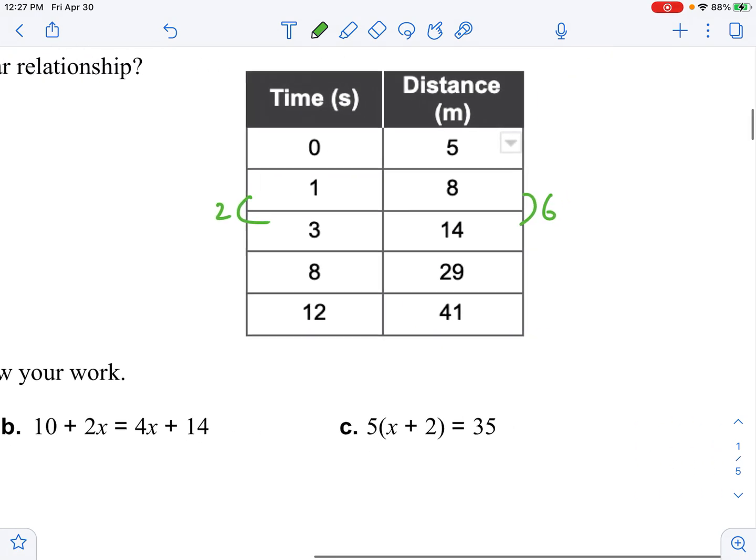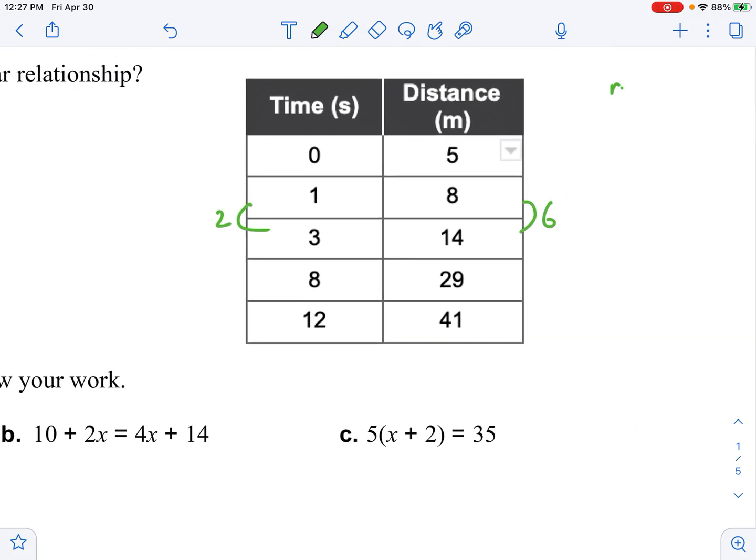Now, I'm going to work on my ratio, okay? Remember, my ratio is rise over run, okay? And that's change in y over change in x, right? Is that coming back to you?